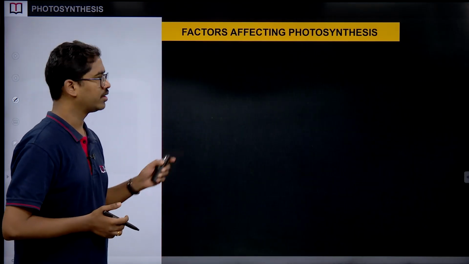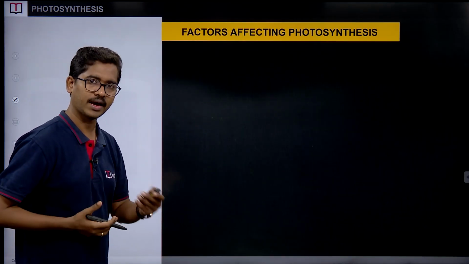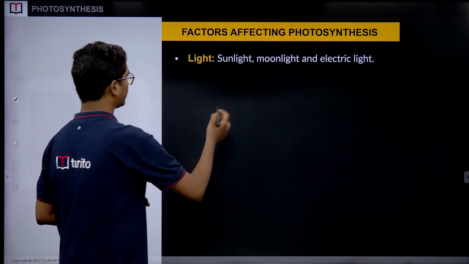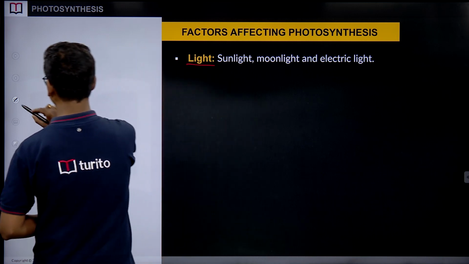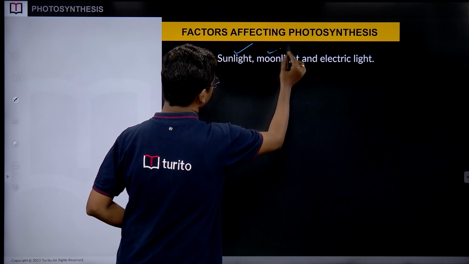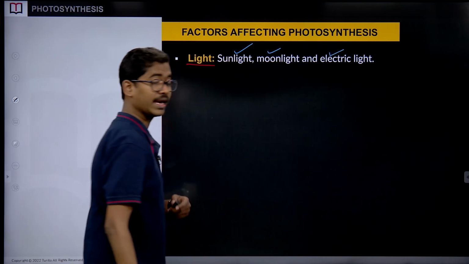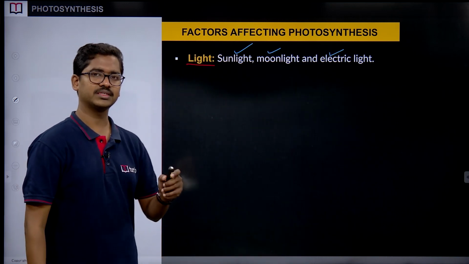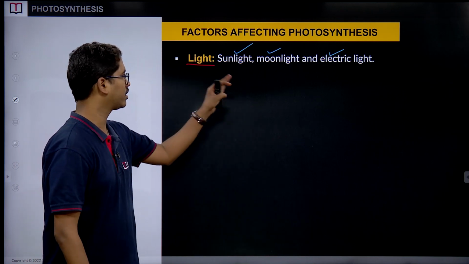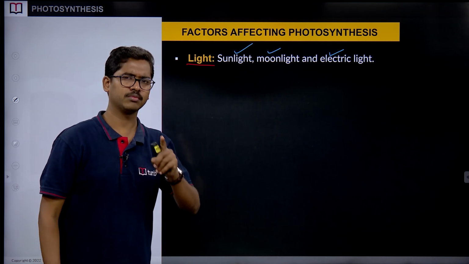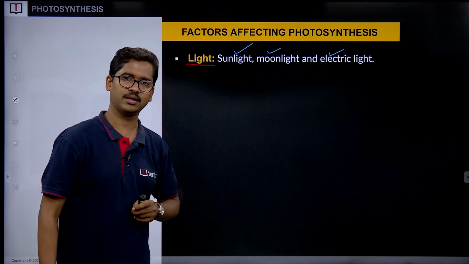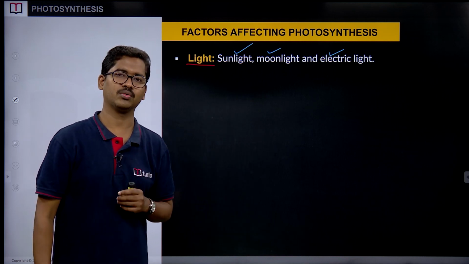Now, we have to look into the topic of various factors affecting the photosynthesis process. The main factor here is light. Photosynthesis can occur in sunlight, moonlight, and even in electric light. It is just the specific band of light required by the plants to perform it. Some of you might be wondering, you may agree with moonlight, you may not agree with electric light. I will tell you how that happens.